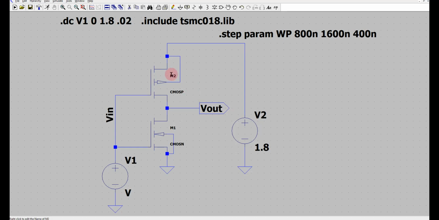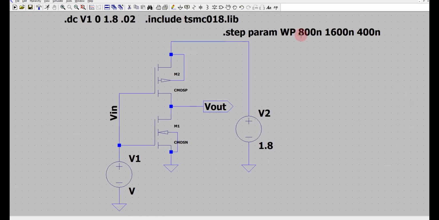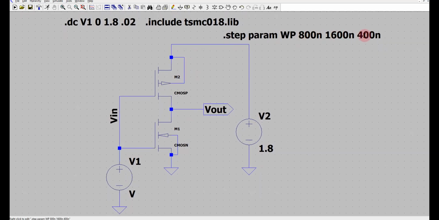Now I want it for various values of WP. So I can write this command: dot step param, that means step parameter WP, because I have declared it here as WP, starting from 800 nano to 1600 nano, with a step size of 400 nano. So this is the syntax for writing a parametric sweep. Dot step parameter WP, 800 nano is the starting value, this is the end value, and 400 nano is the step size.